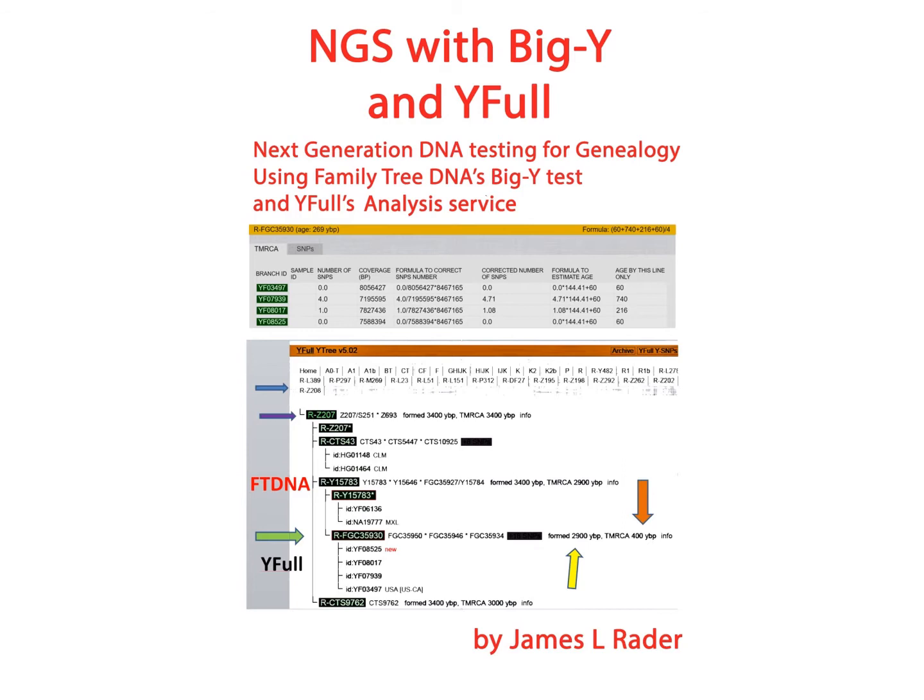The top part of this chart, right below where it says next generation DNA testing for genealogy using Family Tree DNA's Big Y test and YFull's analysis service, you'll see YFull's interpretation of how far back the common ancestor is between these four people. The horizontal lines with letters in front of them are a different person. And if you look at the far right, if you could see the small print, you would see the closer ones say 60 years and the longer ones say 740 years, and they average it out at 269 years.